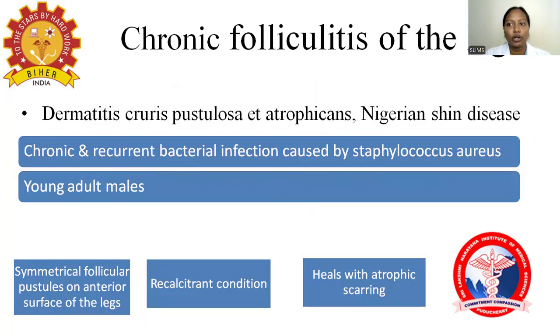Next, chronic folliculitis of the leg. This is a little bit rarer variant. It is also called dermatitis cruris pustulosa et atrophicans or Nigerian shin's disease. This is chronic, again caused by Staphylococcus aureus, usually seen in males. Here, in the legs alone, you will find symmetrical follicular pustules. It is a long-standing and recalcitrant condition, usually healing with scarring.